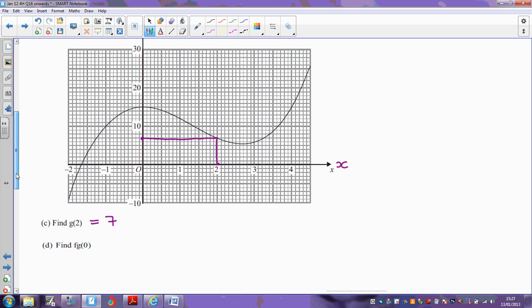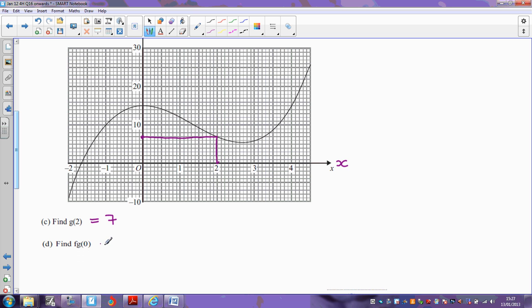Okay, in the same way, this time we're going to find fg of 0. Now remember, fg of 0 means that we have to do g of 0 first. It means that we do g of 0, so we do this first, and then we apply f to it, if you like. So let's first of all find g of 0. To find g of 0, we find 0 on the x-axis. We travel up until we hit the curve. In other words, g of 0 is actually this value here, which is 15. So this is 15, so we're now going to find f of 15.